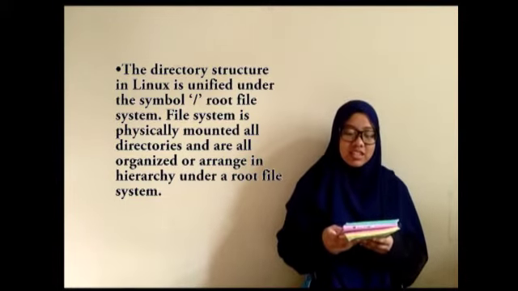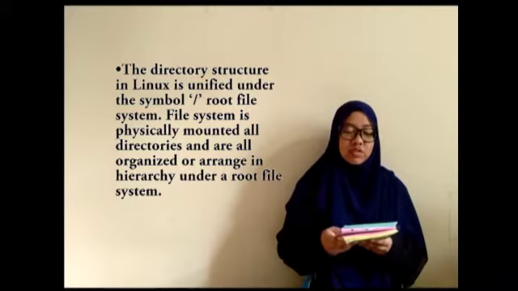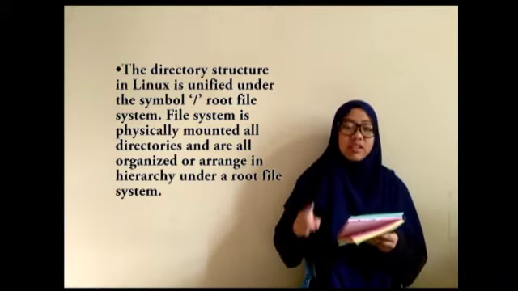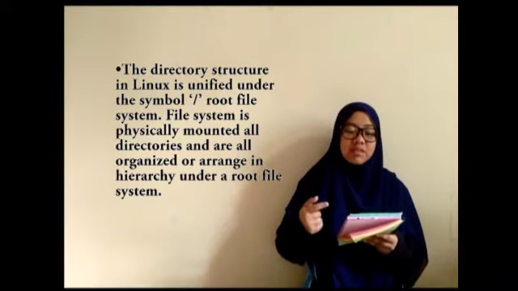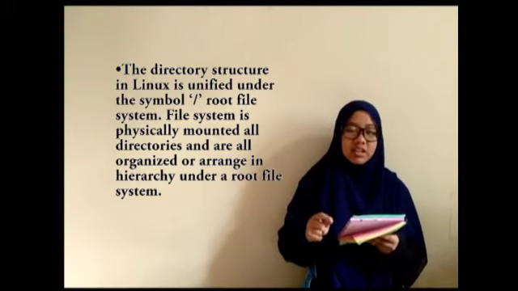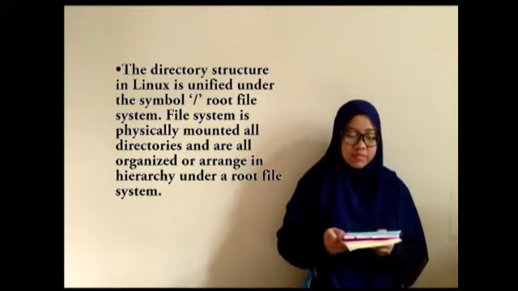I will explain to you about the Linux file directory structure. The directory structure in Linux is unified under the root file system, symbolized by /. The file system is physically mounted, and all directories are organized or arranged in a hierarchy under the root file system.